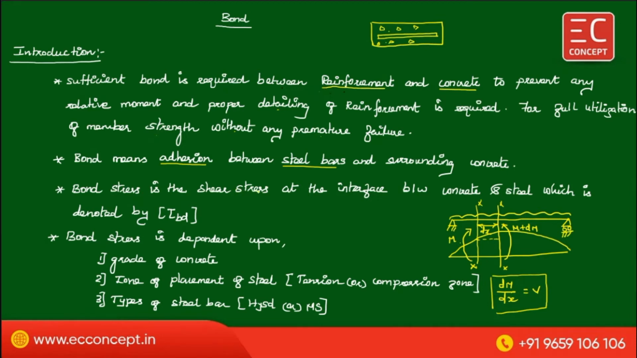Bond stress is a shear stress at the interface between concrete and steel, which is denoted by tau BD. Now, bond stress is dependent upon, and each and every point is important, the grade of concrete, the zone of placement of steel, whether it is a compressive zone or a tensile zone, and the type of steel bar, whether it is an HYSD bar or mild steel. This is also important for your examination.